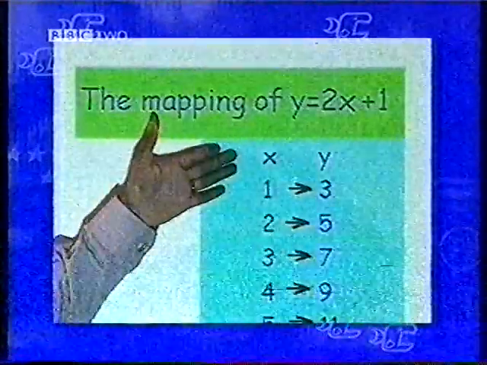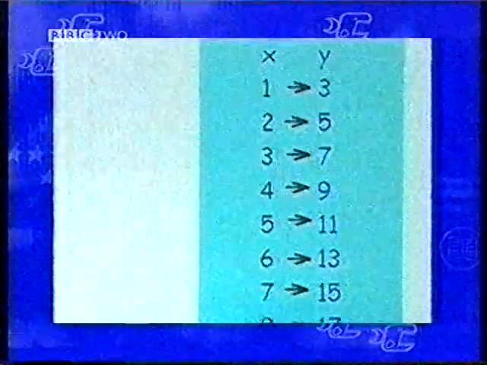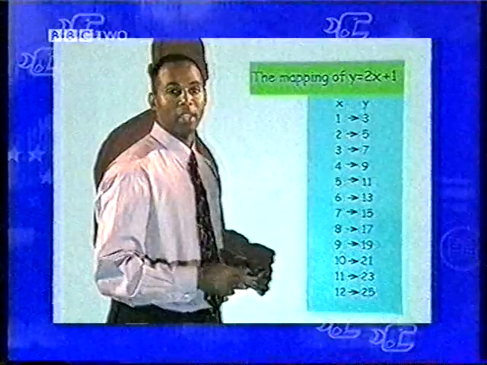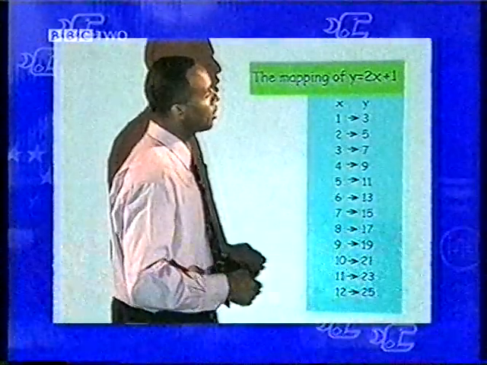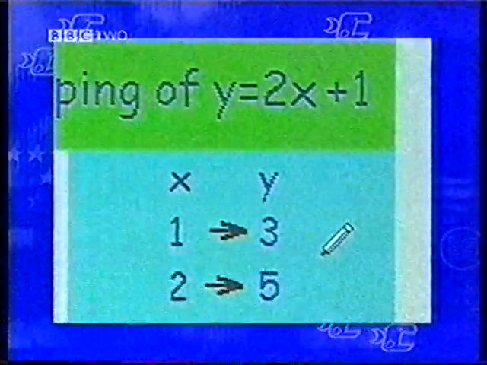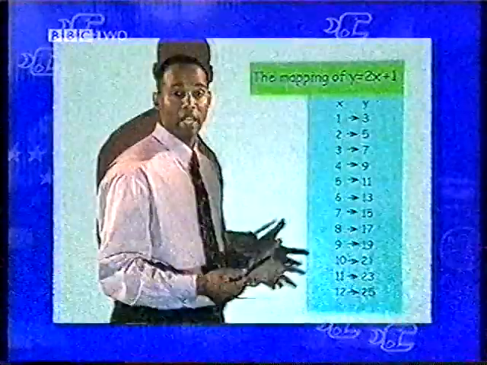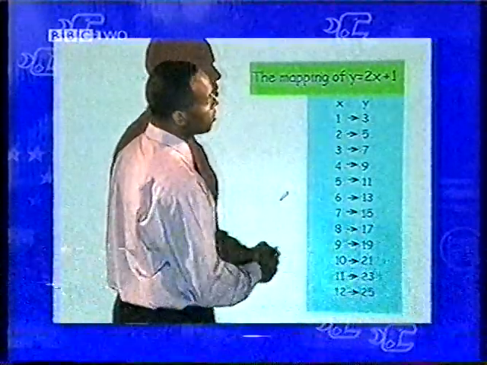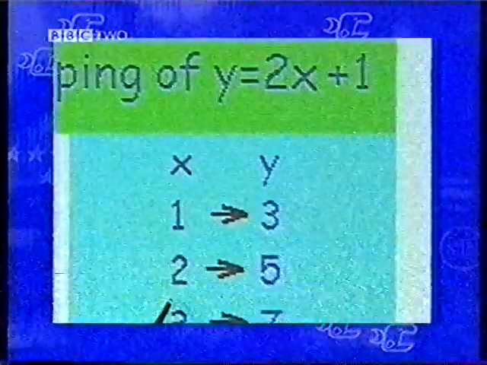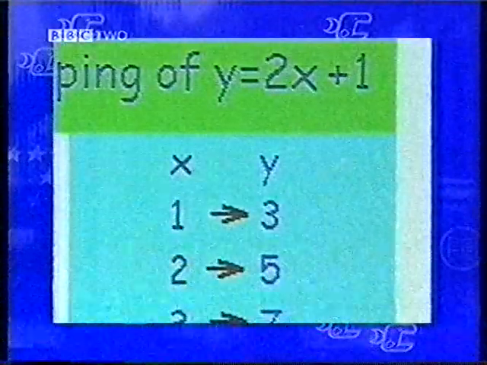There are several ways in which we can represent this equation in order to plot the points as a graph. We can use mapping. The x values are put into a column, and these are mapped onto y values according to the equation. So taking the first value, x equals 1, 2 times 1 plus 1 gives us a value of 3. So x equals 1 maps onto y equals 3. Taking the second value, x equals 2, 2 times 2 plus 1 gives us 5. So 2 maps onto 5, and so on.